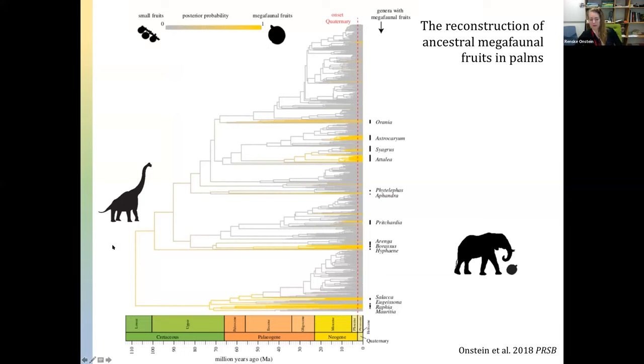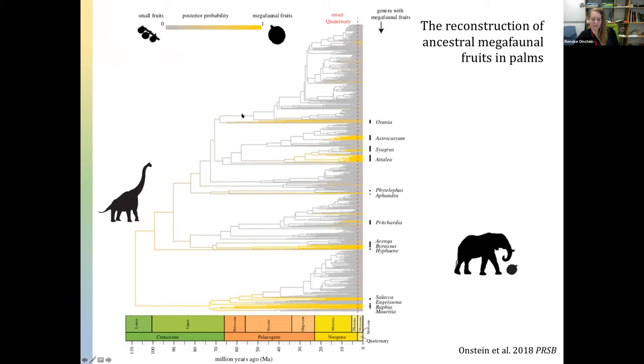And this is also the time they co-occurred with dinosaurs. And there are indeed examples of fossilized palm seeds in dinosaur dung, fossilized dinosaur dung. So these may have been the initial dispersers of these very large fruits. And I'll get back to that in a little bit. The other thing we see is that there's been many transitions then to smaller fruits. So that would be from the yellow branches going to the gray ones, where there's probably small fruits. And we also see, for example, here and here and here, that there have been reversals again to large fruits.